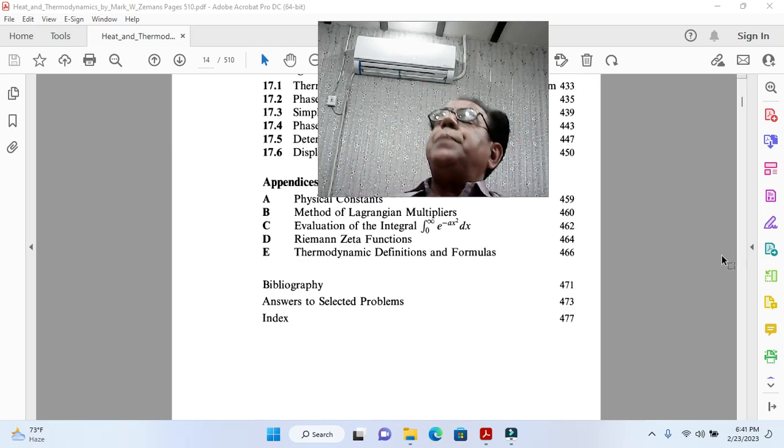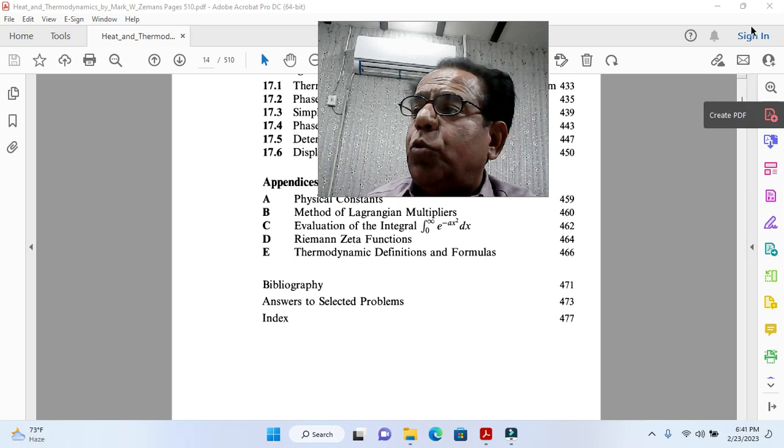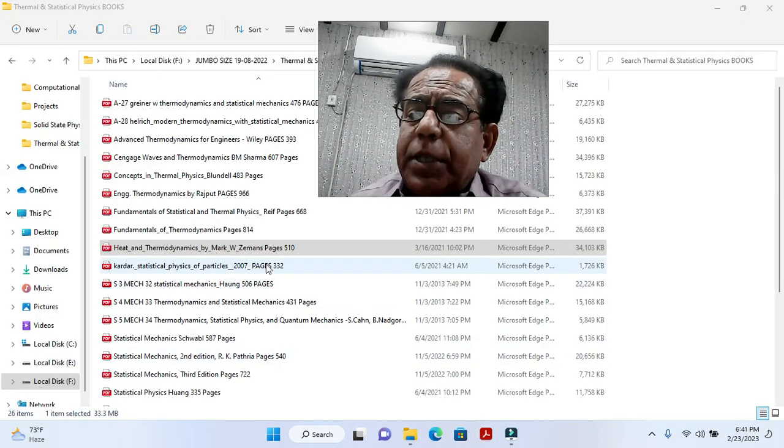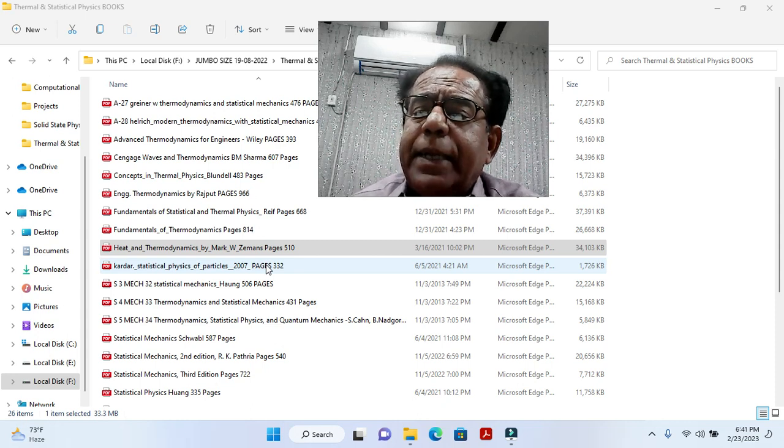Index is given at page number 477. Next book consists of 332 pages. Edition is of year 2007 and its author's name is Kardar.